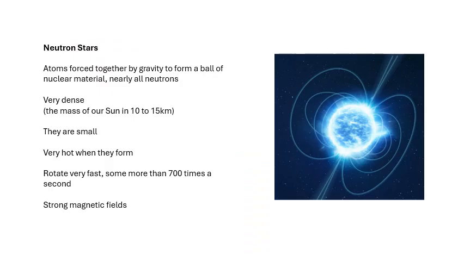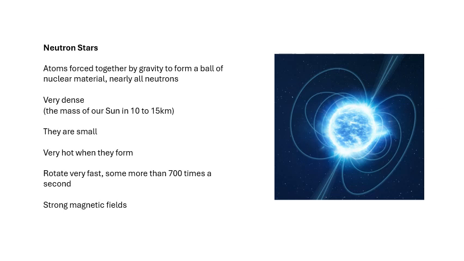Neutron stars, a little bit about neutron stars. So atoms are forced together by gravity. We've overcome the electron degeneracy pressure, but now there's not enough mass to squash the neutrons together. So you've got your neutron degeneracy pressure. But anyway, the atoms are forced together by gravity to basically form a big ball of neutrons, a ball of nuclear material, which is nearly all neutrons.